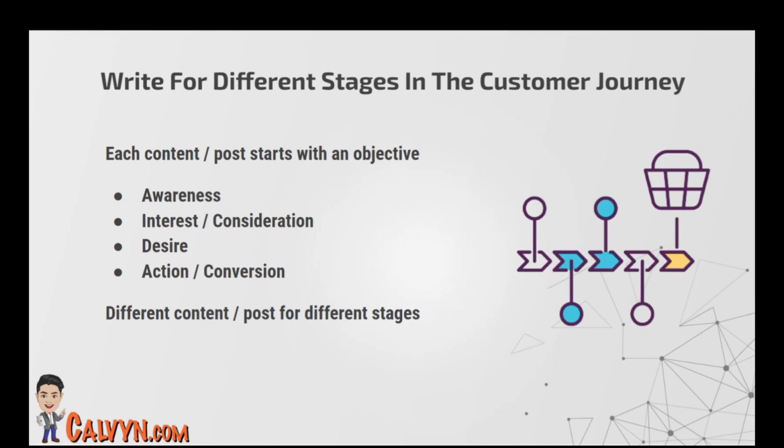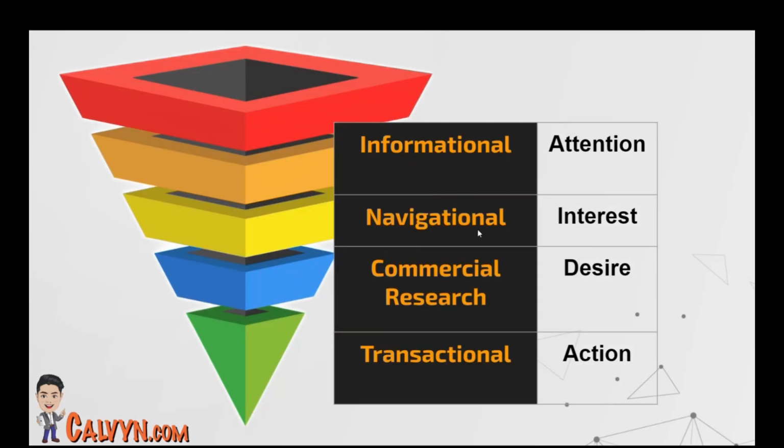Again, for different stages in your customer journey. Just now we talked about the buyer groups, and there are multiple stages in the customer journey. From when customers want to buy something until they really buy it, they go through these stages: awareness, interest, desire, and action, right? Write different content or posts for different stages. For example, like the slide we saw before: informational, navigational, commercial, and transactional. These four stages customers have to go through. Customers have to search all this information before they make a decision to buy from you. So you may produce this type of content.